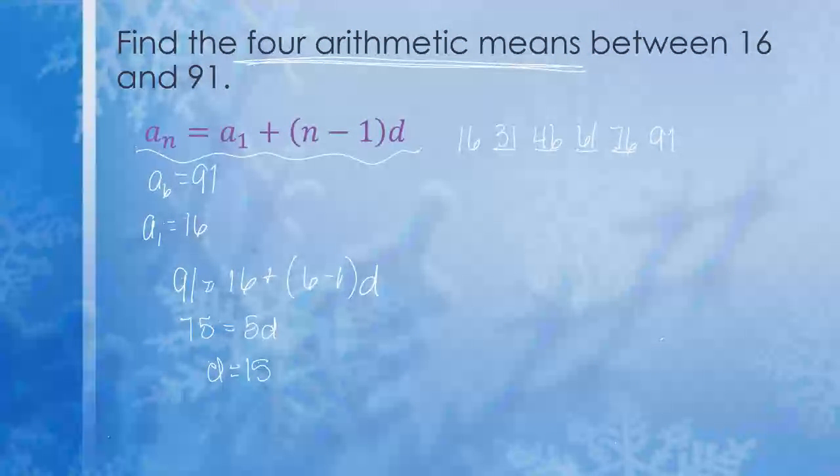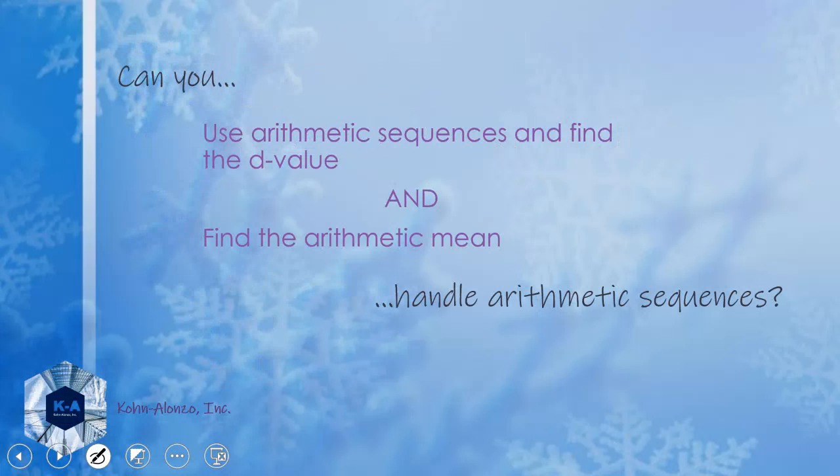This equation is really helpful and it kind of helps you figure out a bunch of different things, or this formula, I guess I should call it, once you start plugging stuff in. You just have to remember that n is your position. Okay, so if my n is 6 here, that was my 6th position, which was 91. And then you're kind of plugging in for the different pieces that you know. So I'm hopeful that at the end of this, you can use your arithmetic sequences. You can find that D value, whatever it is. Remember, it can be positive if it's going up, negative if it's going down, and you can find the arithmetic mean, and that this will help you handle arithmetic sequences.